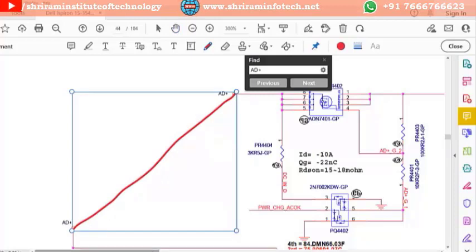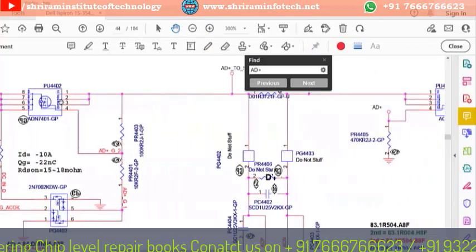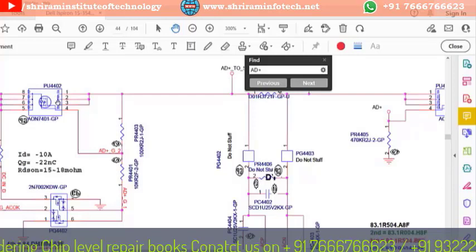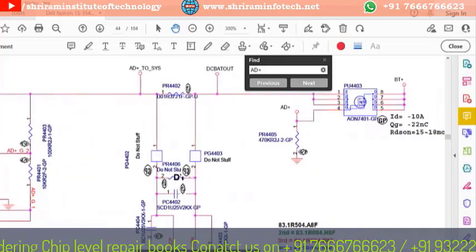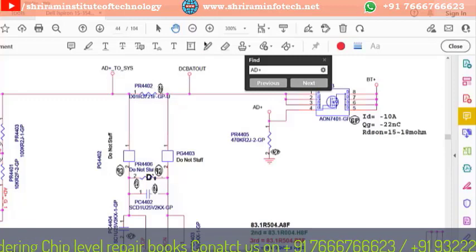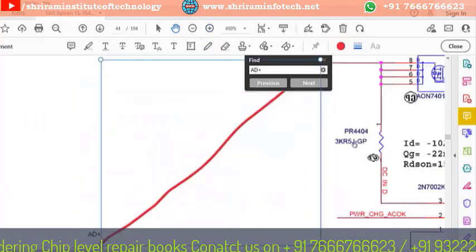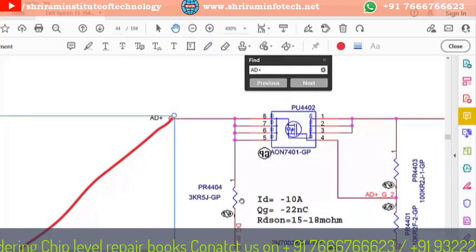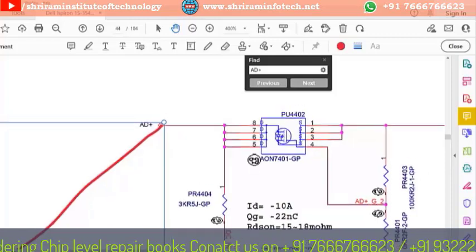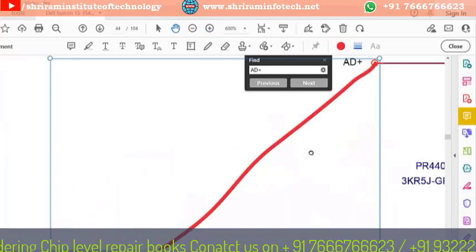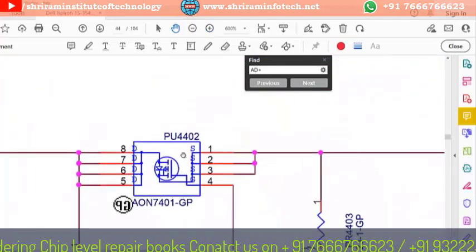Now the next thing is, this voltage will pass to PU4402, this MOSFET. Okay, this MOSFET again is a P-channel MOSFET. So PU4402 is a location number, and this one is the MOSFET number.